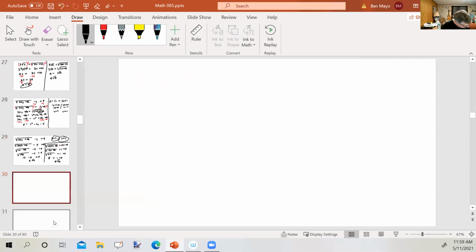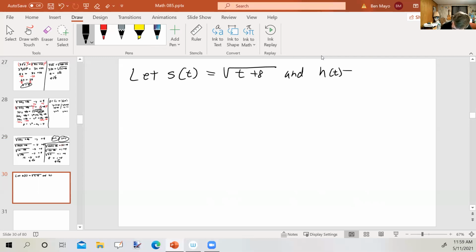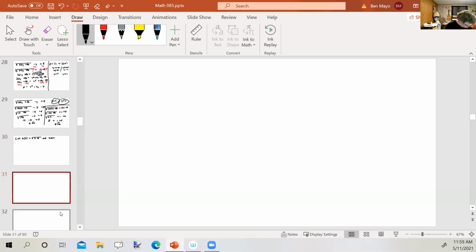Oh, here we go. All right, this says, let S of t equal the square root of t plus h, and h of t equal, wait a minute. Sorry, wrong problem. Here, we can do this one. Okay, sorry. That other one leads to things that, yeah, we're not going there.